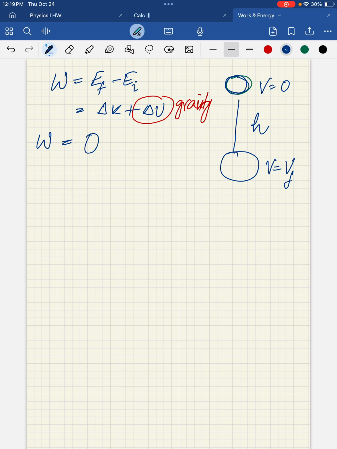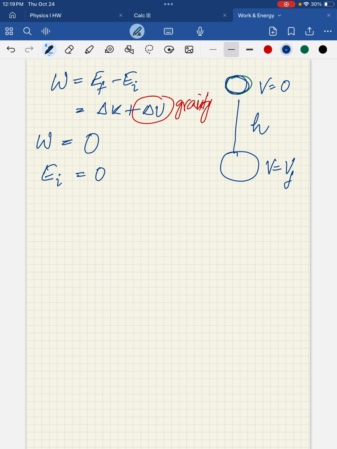So the work done on the system by all forces is equal to 0, because there are no external forces or other non-conservative forces. The conservative force is gravity, but we are using delta U for that. So then EI is equal to again 0.